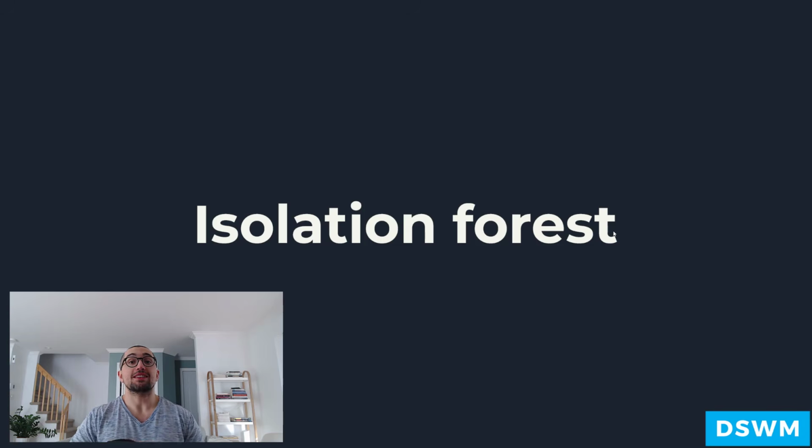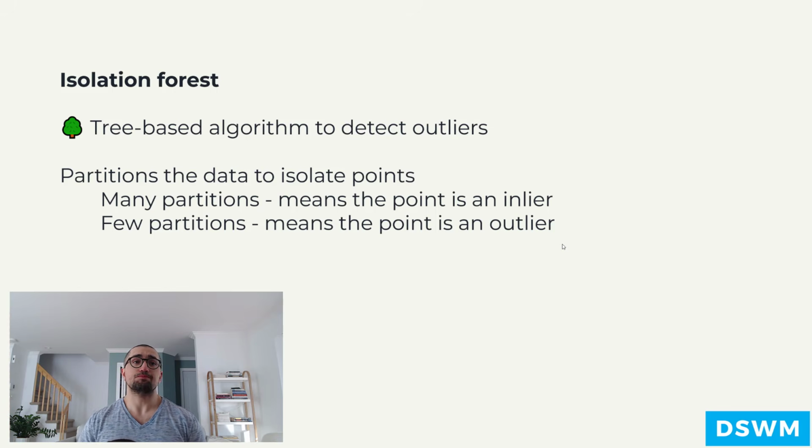All right, and now let's take a look at the isolation forest algorithm. So no surprise here, this is a tree-based algorithm that is often used for anomaly detection. And basically the algorithm starts by randomly selecting an attribute, and then randomly selecting a split value between the maximum and minimum values for that attribute. And so the partitioning is done many times until the algorithm has isolated each point in the data set. And so the general idea behind this is that if it needs many partitions to isolate that particular point, then it means that the point is an inlier. However, if you require few partitions to isolate it, then it means that the point is an outlier.